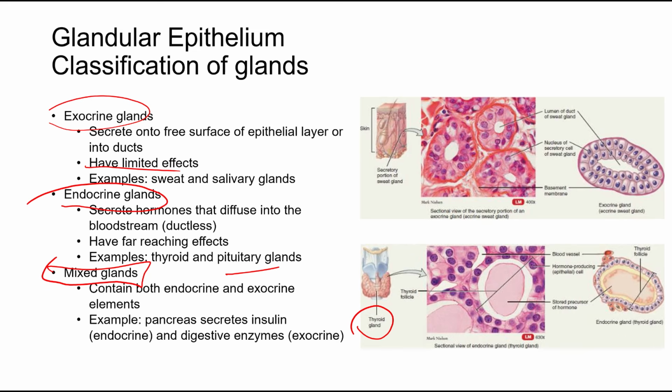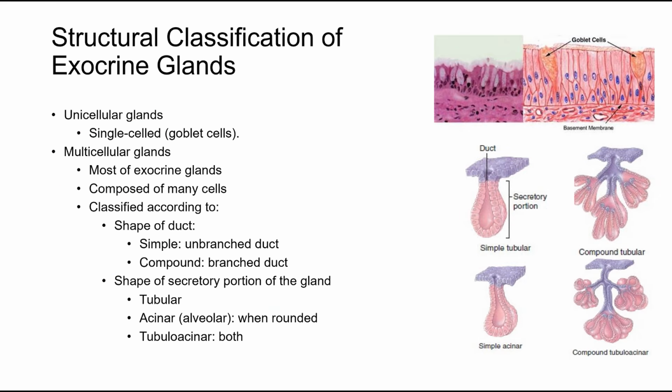So the endocrine part of the pancreas secretes hormones like insulin, glucagon, and some other hormones, while the exocrine part of the pancreas secretes the digestive enzymes. Also, the exocrine glands can be classified into unicellular glands, and we have seen an example of unicellular glands, the goblet cells, or multicellular glands. These glands are composed of many cells.